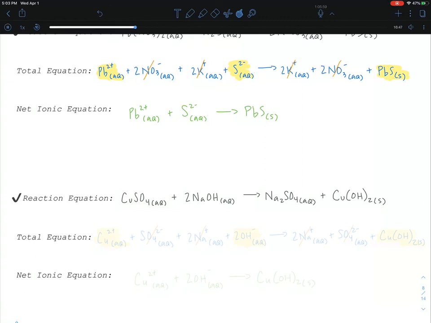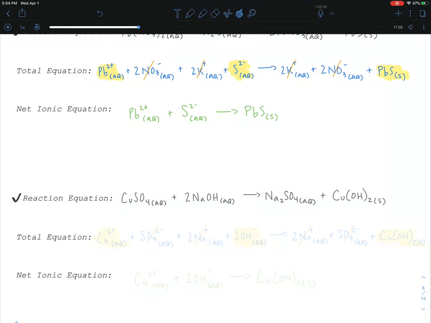I've got an aqueous solution of copper 2 sulfate, and two equivalents of sodium hydroxide in the aqueous phase. So these two aqueous solutions are going to be poured together. They're going to be allowed to react, and I'm going to form sodium sulfate as a product, and that's going to be in the aqueous phase, right? So that's going to be a soluble compound. And then we're forming copper 2 hydroxide. Copper 2 hydroxide is not soluble, so we have a little S next to that. That's our solid, our insoluble solid, otherwise known as our precipitate.